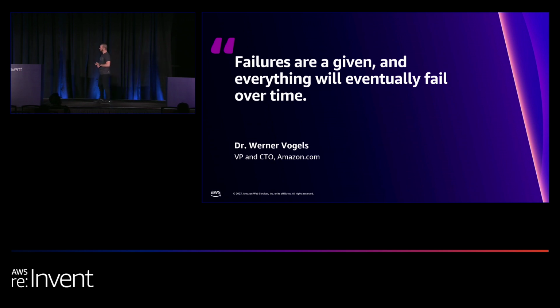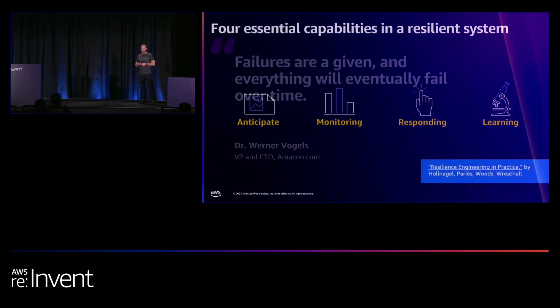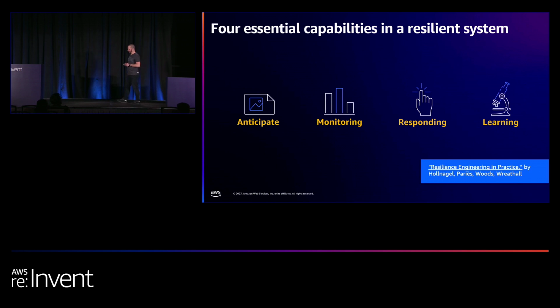If there's a summary for this presentation, it's that you can't avoid failure. Failures are just going to happen and everything will fail over time, like Werner often says, our CTO. So you might ask, how do we handle failure, or how do we mitigate the impact of failures?